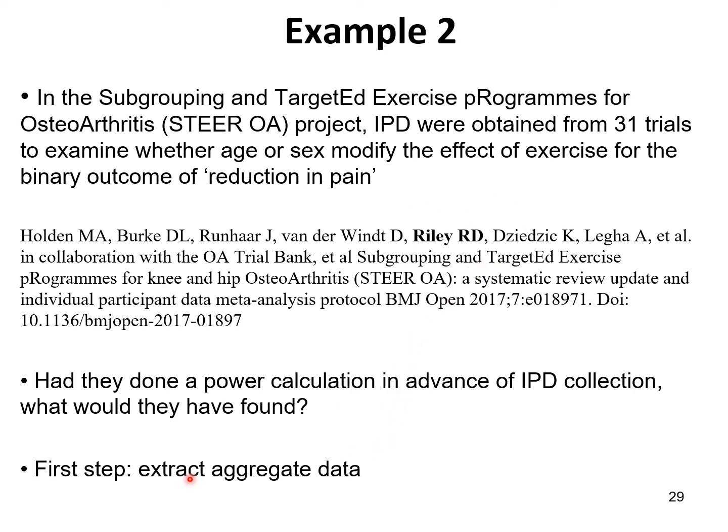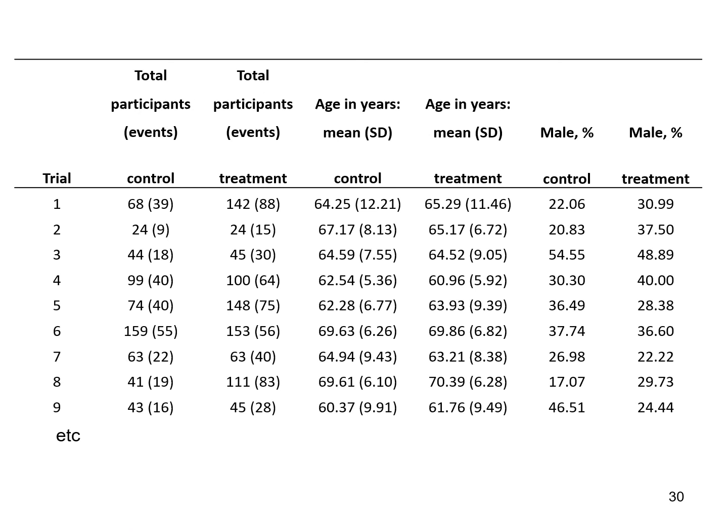So the first step is to extract aggregate data from each of these 31 trials. So I'm just showing you the aggregate data for the first nine trials. And again, just like the previous example, we've got the total number of participants and events for each group, the mean age, the standard deviation in each group, and the percentage male in each group.